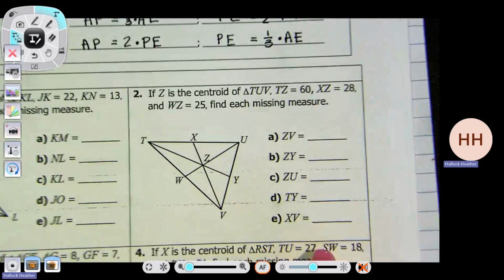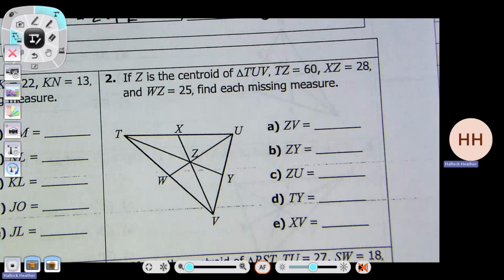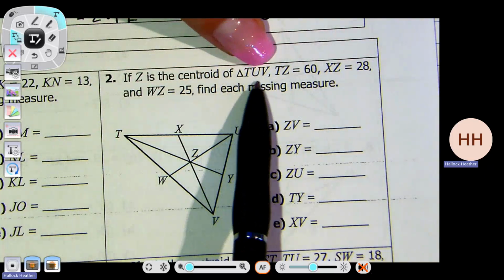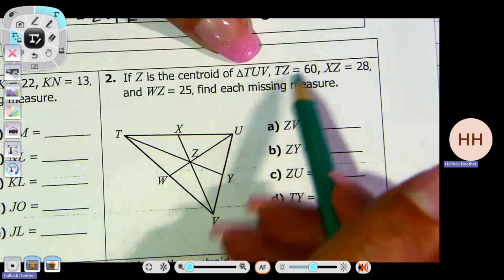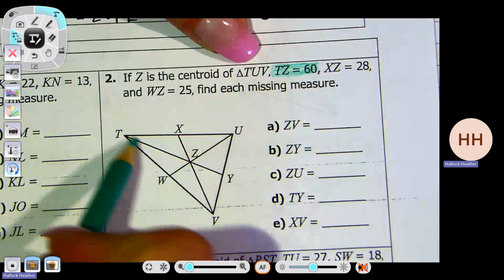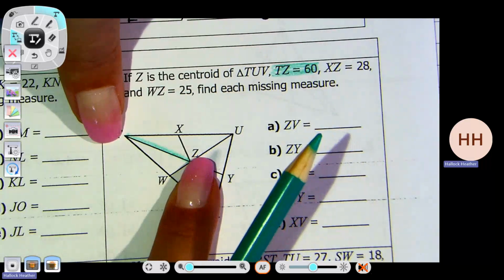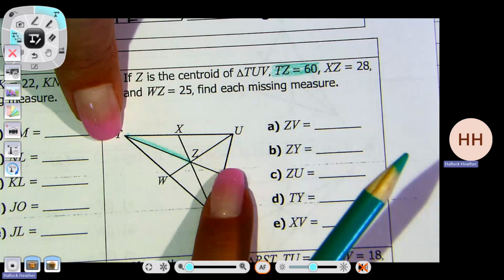So numero dos, we're going to start by putting our numbers in our picture. It says if Z is the centroid of triangle TUV, TZ is 60. So I'm going to highlight TZ. TZ is 60. Now, technically, that's the big portion. So how many pieces are actually in that line? 2. There's 2 pieces right here out of 3.